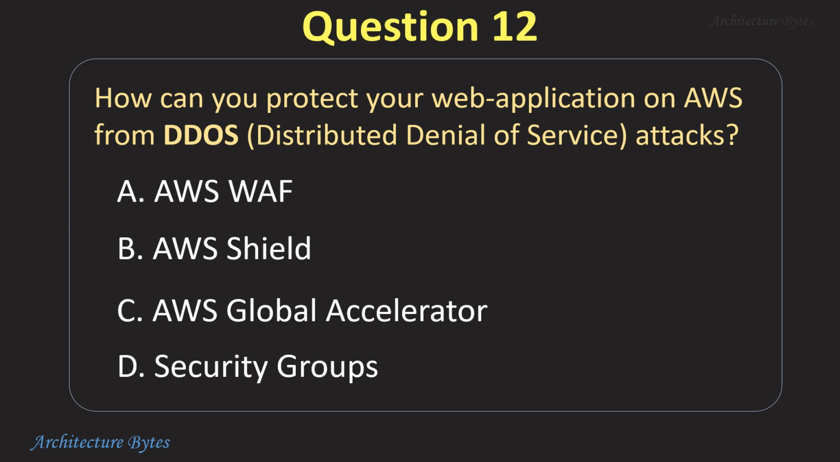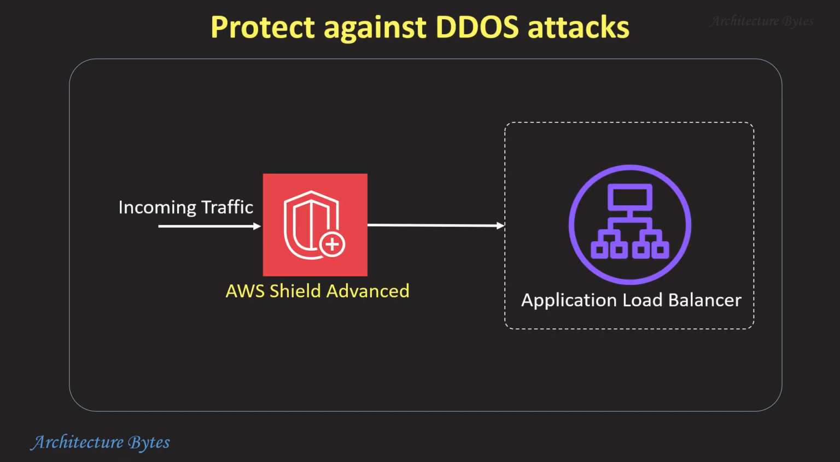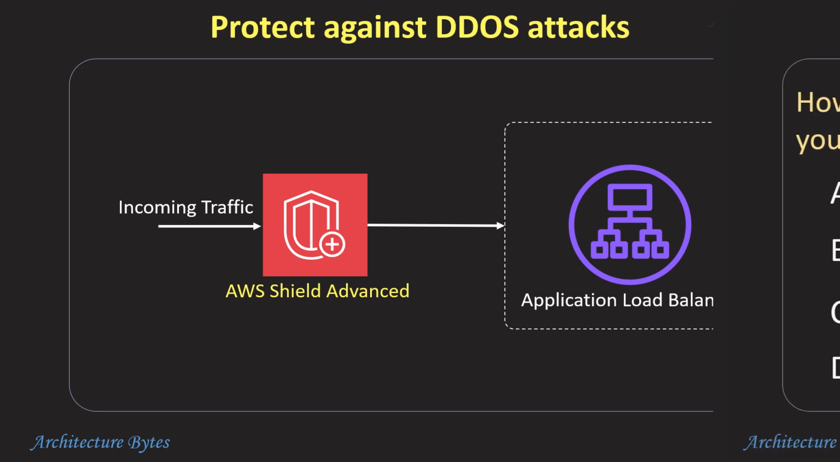How can you protect your web application on AWS from DDoS attacks? AWS Shield, a managed DDoS protection service, safeguards your applications on AWS from distributed denial of service attacks that aim to overwhelm them. It offers two tiers, a standard free tier for basic protection and an advanced paid tier for enhanced DDoS mitigation and response capabilities.